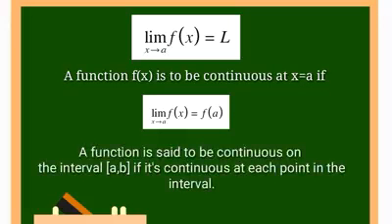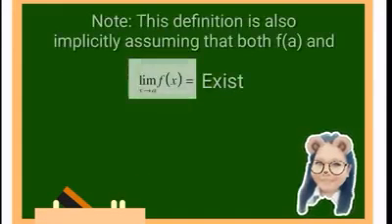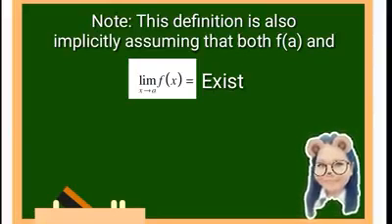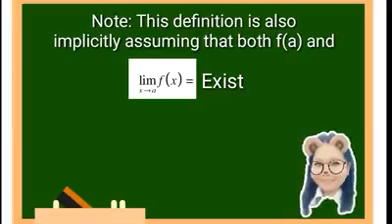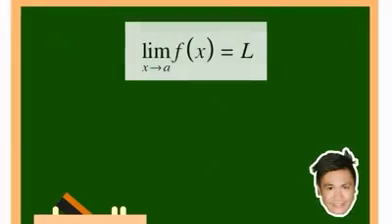Also, a function is said to be continuous on the interval a, b if it is continuous at each point in the interval. This definition is also implicitly assuming that both f of a and the limit of f of x as x approaches a exist. If either of these does not exist, the function will not be continuous at x is equal to a. Limit of f of x as x approaches a equals L.